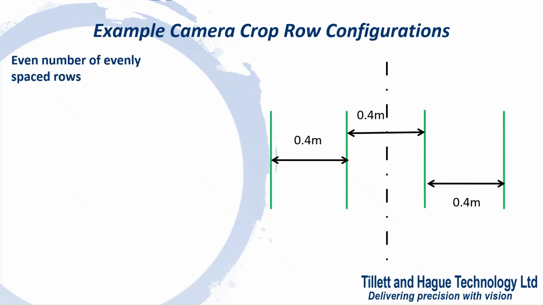In this example, we have an even number of rows and the setting of the row spacing is straightforward. There are 4 rows we want to track and the spacing between the rows is clearly 0.4 meters.